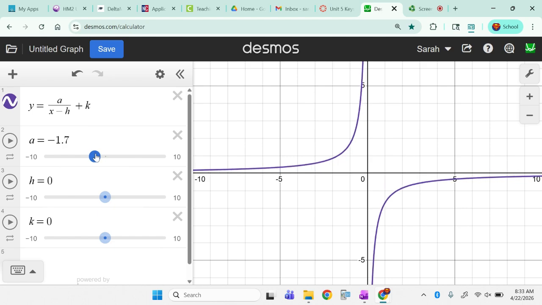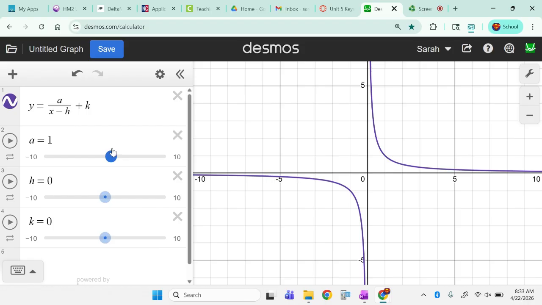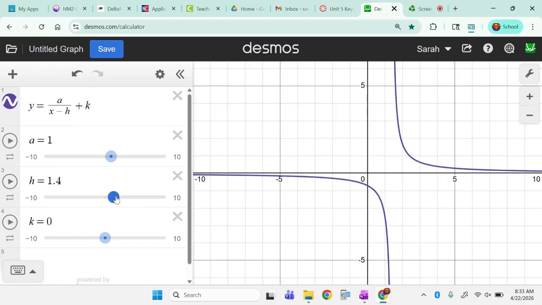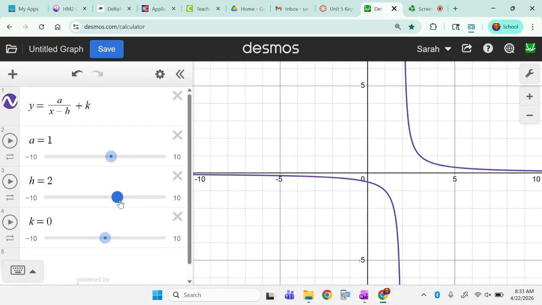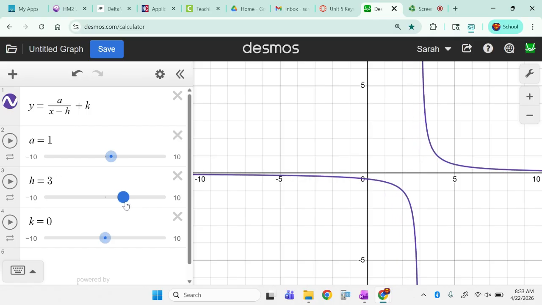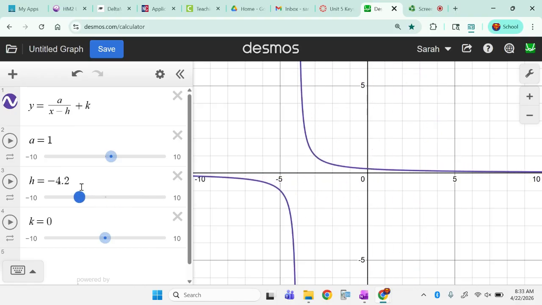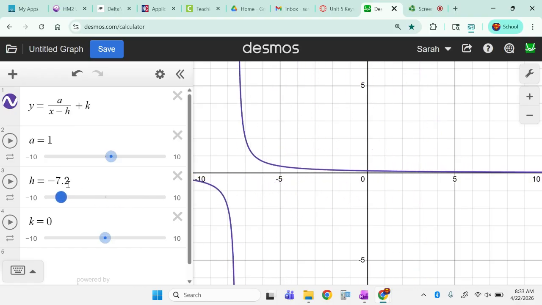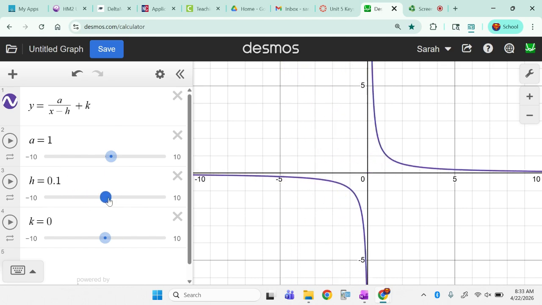All right. Now, let's say my h value. So watch this. When I move my h value, still at the parent function, it shifts the graph horizontally because the asymptote changes. So now the vertical asymptote is at 2. Now it's at 3.6. If you go in the other direction, same thing. It just shifts horizontally.